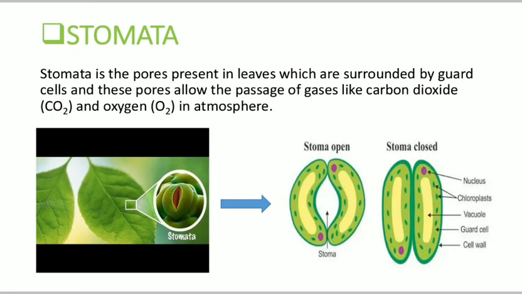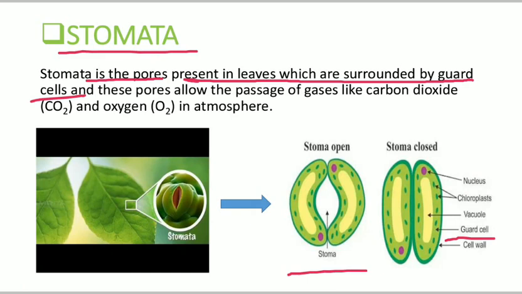As we have already read, for photosynthesis we need what? Stomata. And what are the stomata? These are the pores present inside the leaves, surrounded by what? Guard cells. Here you can see that the stomata are of two different shapes, one is open stomata and another is closed stomata. They have guard cells, and what do these guard cells do? They make the two structures, that is the closing and the opening of the stomata.